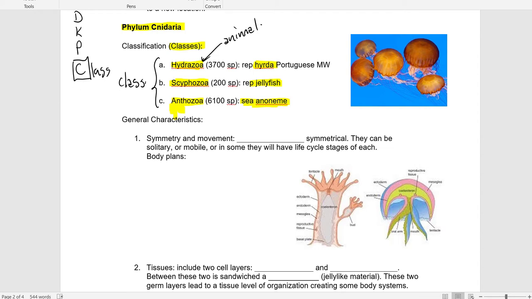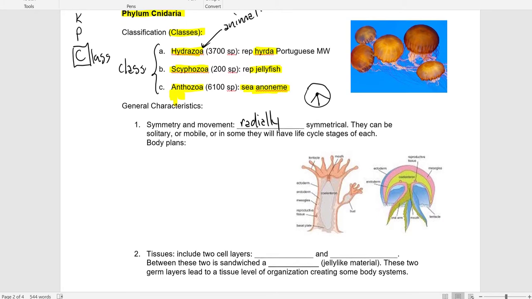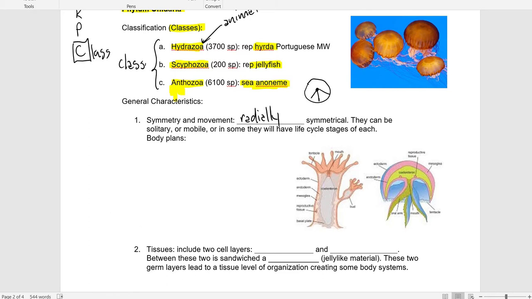Okay, so their symmetry and movement is, for the most part, they are radially symmetrical, right? So this means they're kind of symmetrical around a point. So we think of pieces of a pizza, wedges. They can be solitary or mobile. Remember the sea anemones we saw last day, the swimming anemone, but they can also anchor themselves. Of course, jellyfish are mobile. But they have two different body plans, and that's what's shown here.